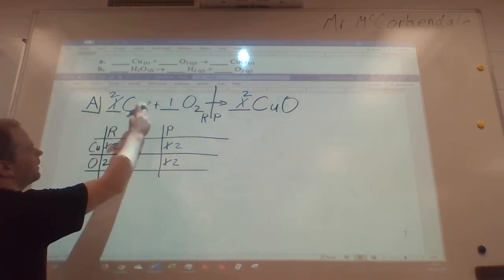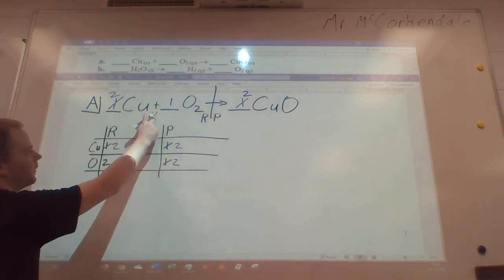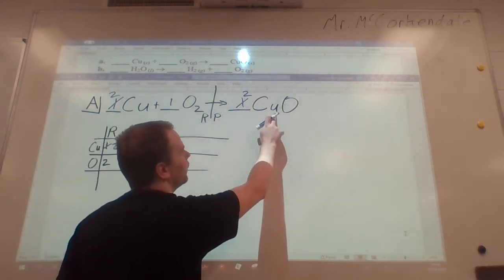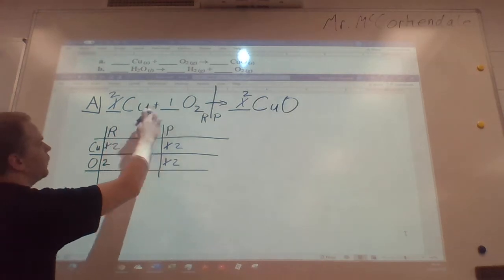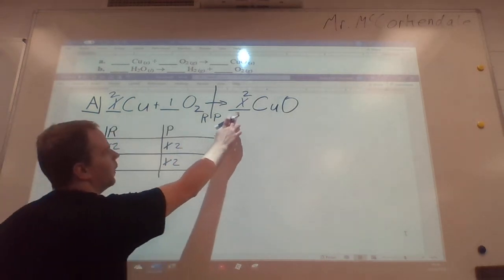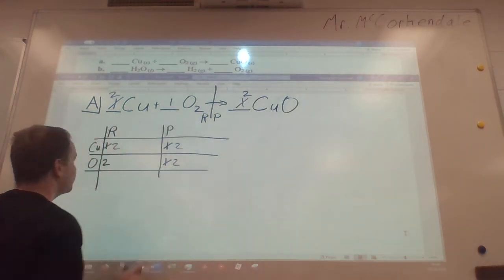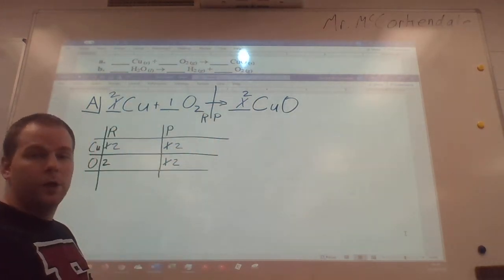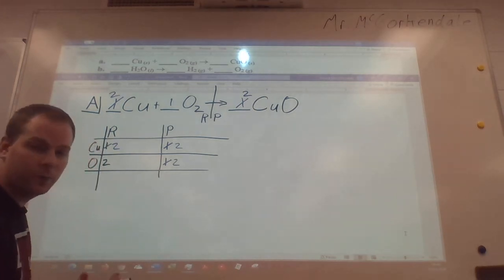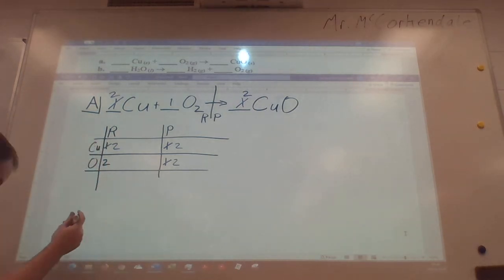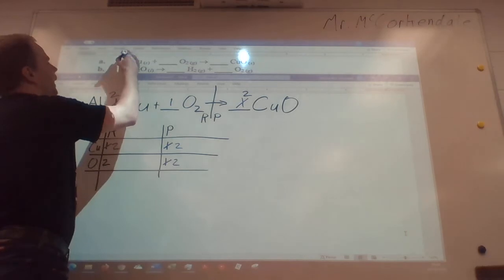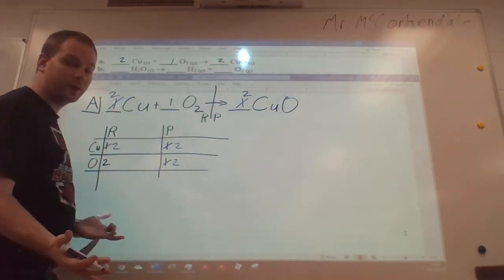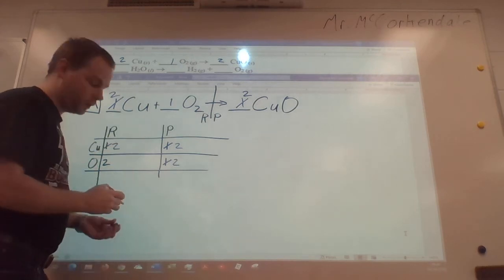This 2 does not affect oxygen because there's a plus sign separating them. This is 2 separate formulas, whereas this is just 1 formula. That's why this 2 only affects the copper, while this 2 affects both. So 2, 1, 2 would be our answer. So what you need to do then, after you get to this point, is go back to the worksheet and write in 2, 1, 2. And then that's it. Then you go on to the next one.